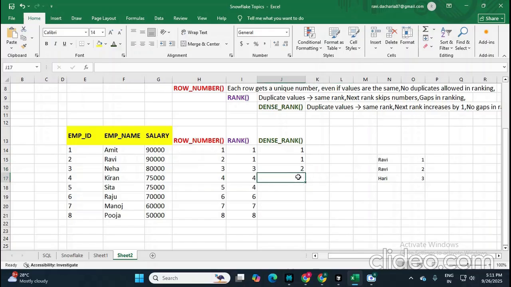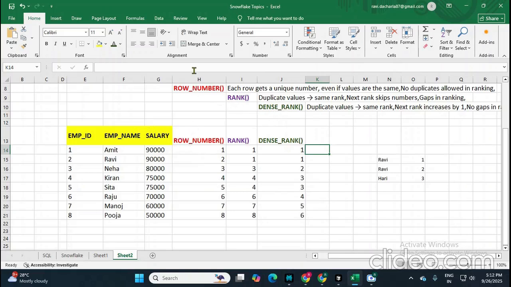Kiran with 75,000 gets 3, and Sita with 75,000 also gets 3. Raju has 4, Manoj 5, and Puja 6. This is how dense rank assigns the rankings. So these are the differences between row number, rank, and dense rank.